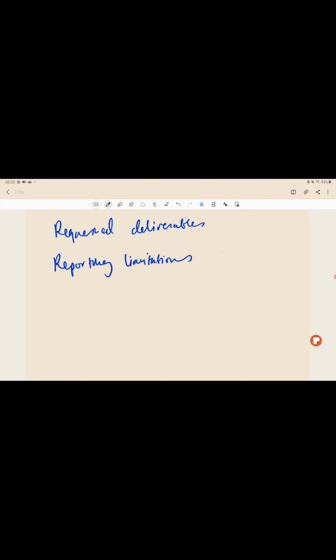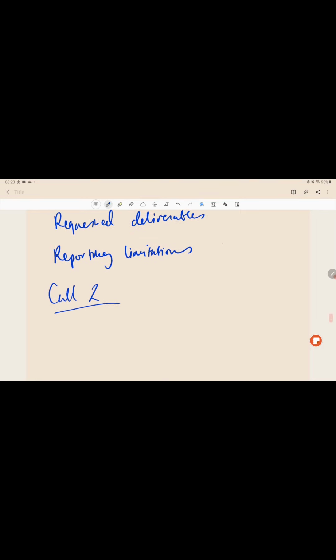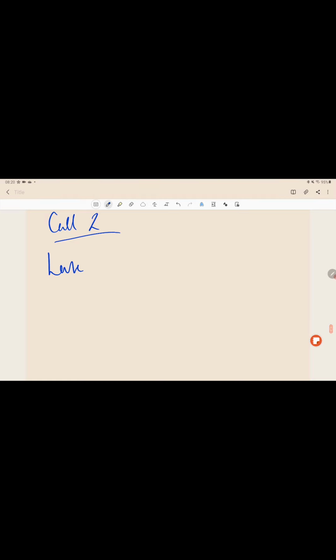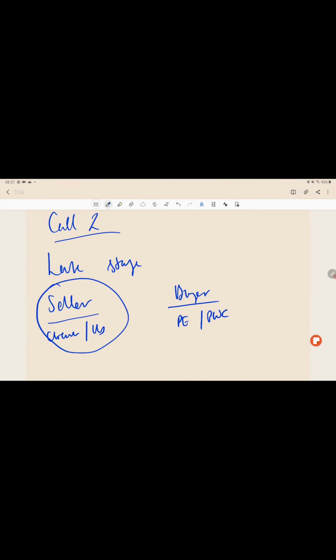So yeah, that was one of the calls, and then the second call was with a client where the model had already been built. So this is the late stage. We built a model for the seller of a business, and we acted on their behalf, and then it was audited by PwC, who were working on behalf of a PE firm. Client and us, that's basically the teams there.